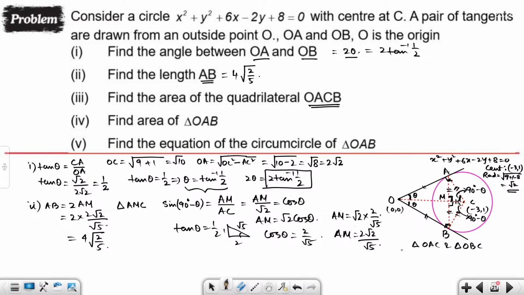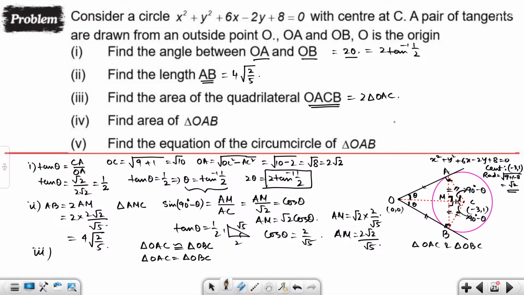Look at it carefully. As we have already proved, triangle OAC and triangle OBC are congruent. Therefore, the area of triangle OAC is the same as the area of triangle OBC. Therefore, the area of the quadrilateral OACB is 2 times the area of triangle OAC.